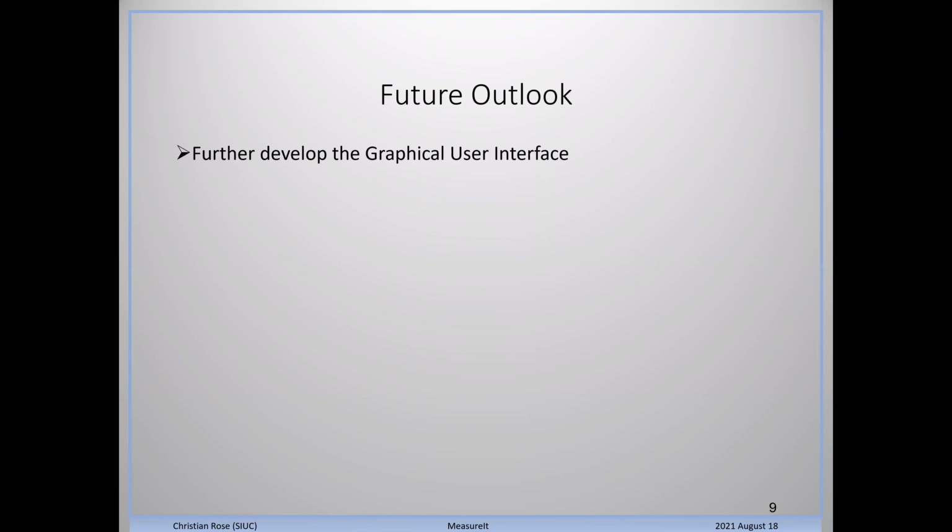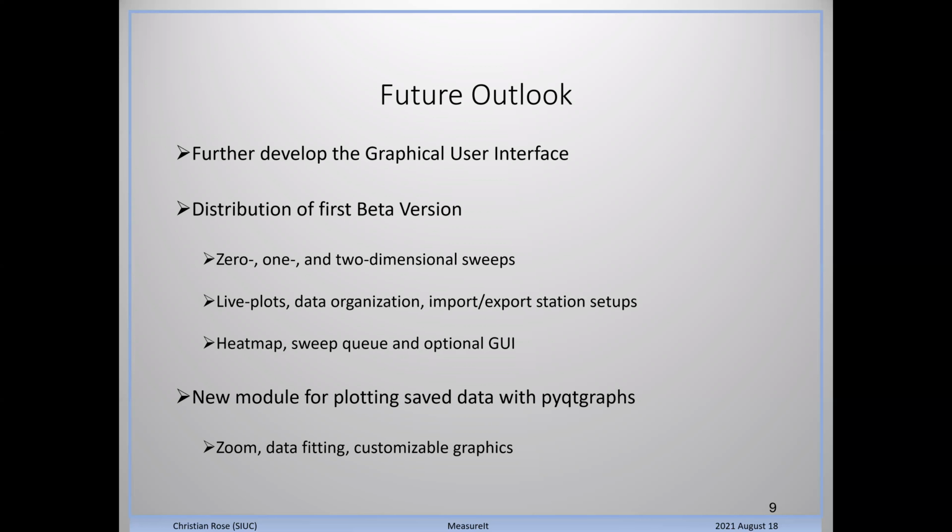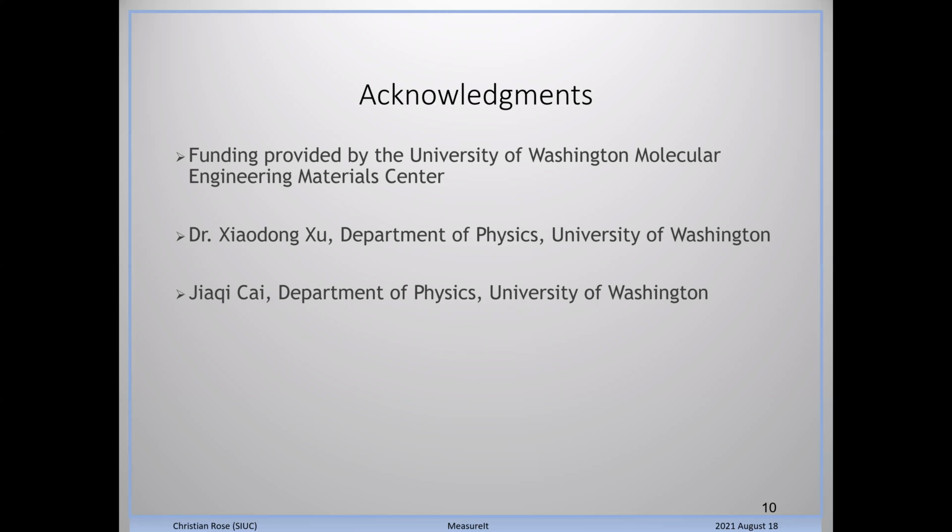Currently, the GUI is being modified to support the 2D sweep previously mentioned. The first beta version of the software is also set to be distributed by the end of August. This version will include all of the functionality presented here, along with many optional arguments that were not shown. A new module is also being written to provide a method of plotting previously exported data using PyQt graphs with zoom functionality, functions to fit data both linearly and non-linearly, and the option to customize the appearance of the plots.